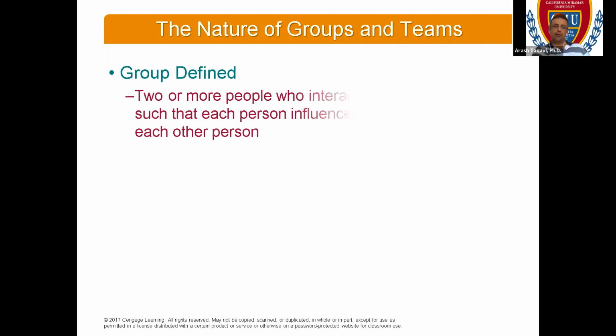To achieve goals quicker. Like if there are more people, then it's easier to achieve goals. Mm-hmm. Goal achievement and better performance, and we will talk about team dynamics. So a group is defined as two or more people who interact with one another such that each person influences and is influenced by each other person. We talked about it last week.